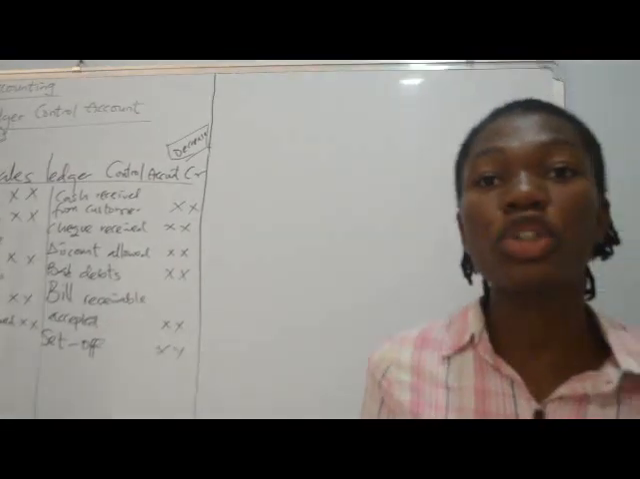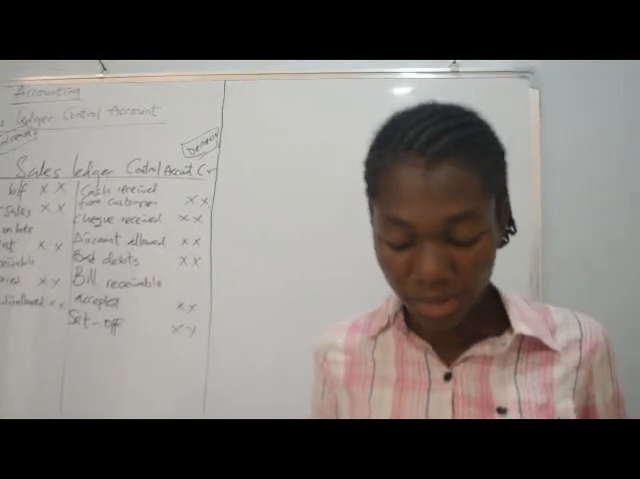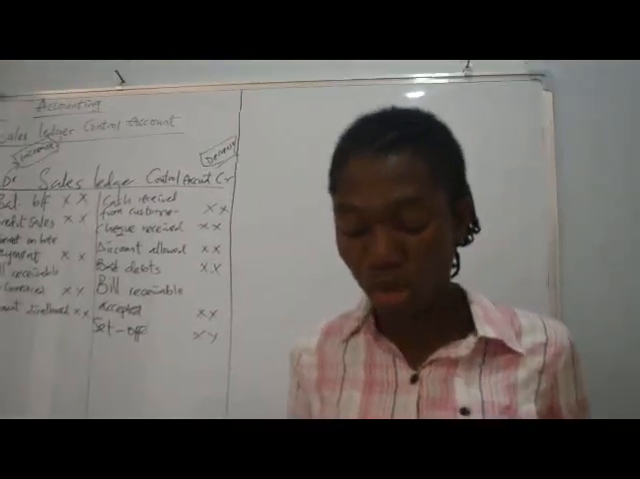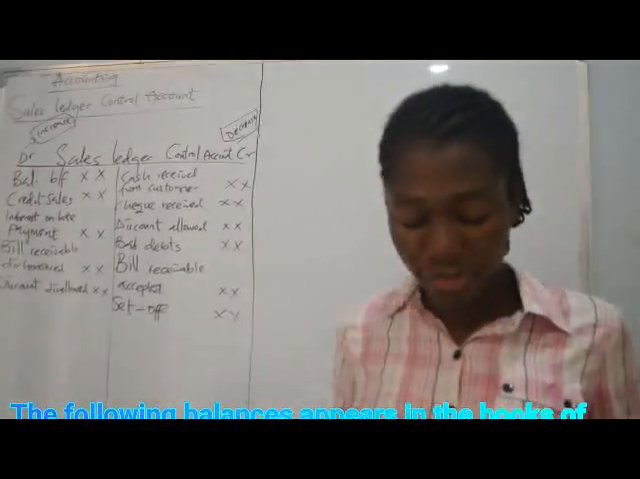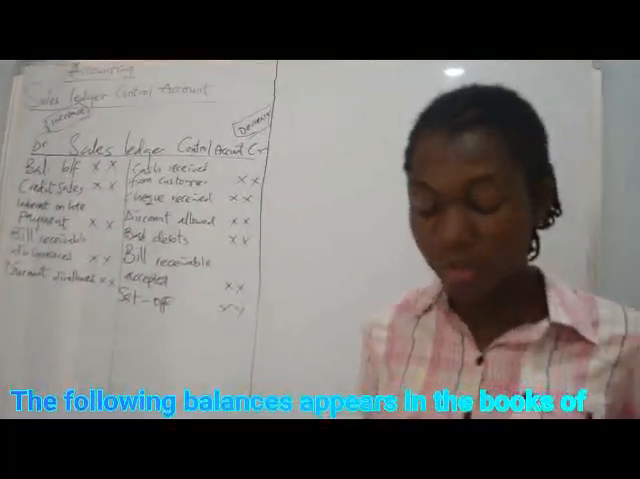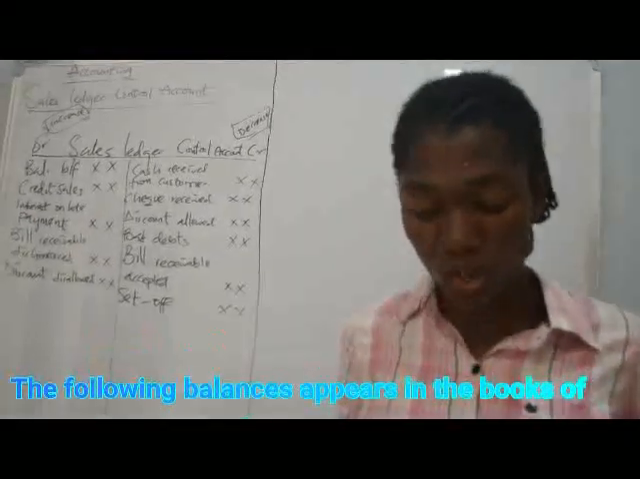Alright, so we'll be taking a question very quickly. The following balances appear in the books of Augustine on the 1st of January 1996. First, we have sundry debtors, 14,581 naira.